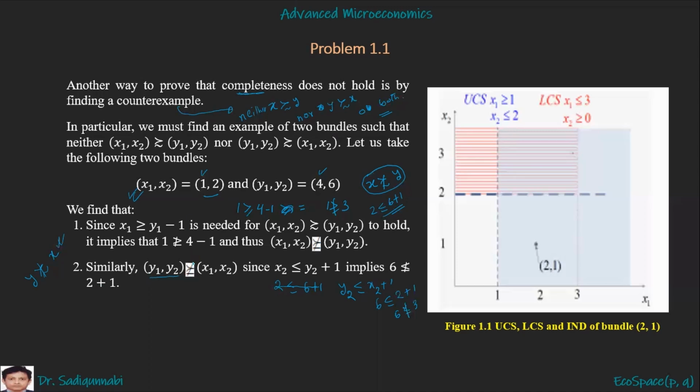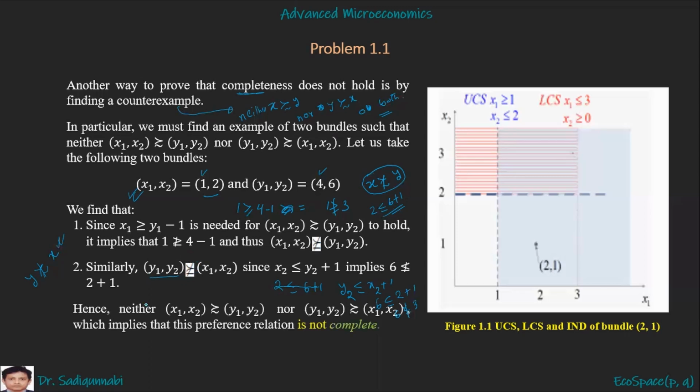So in these 2 points, we say that there is a counterexample for completeness, and so we can say that neither x is weakly preferred to y, nor y is weakly preferred to x, which implies that this preference relation is not complete.